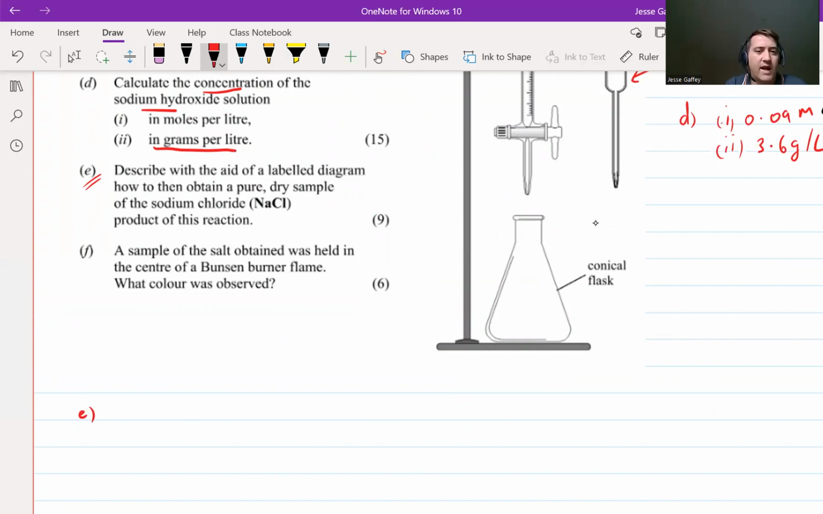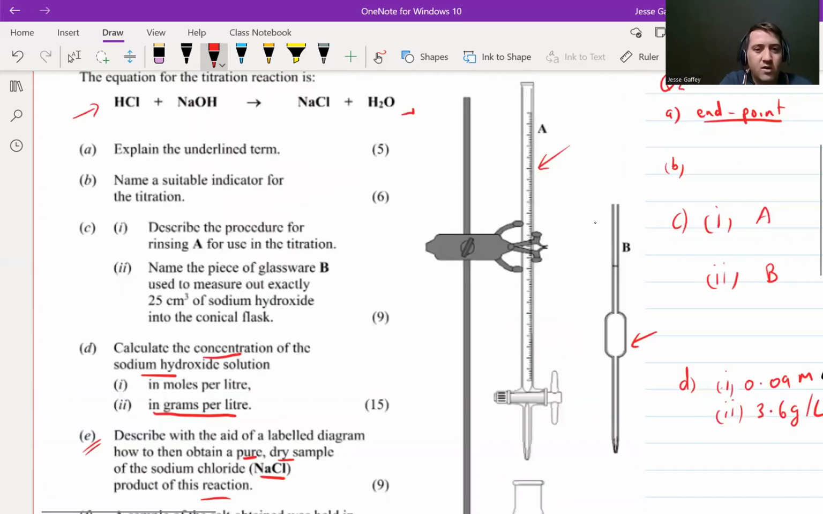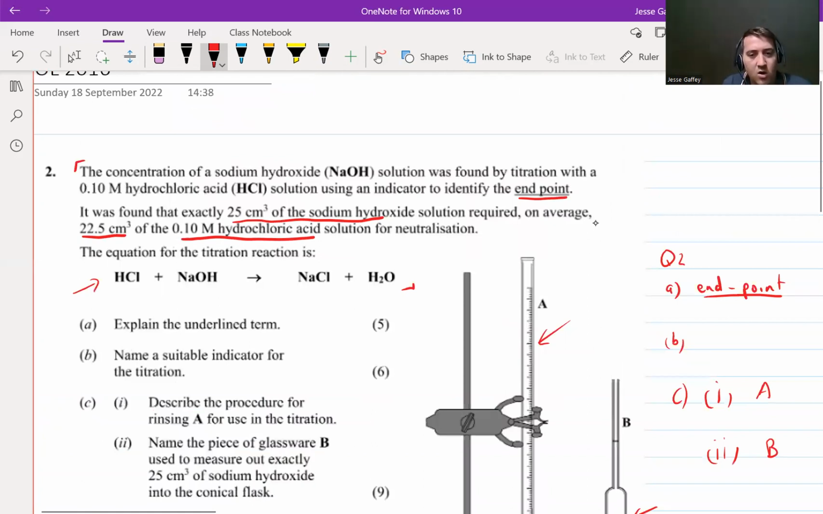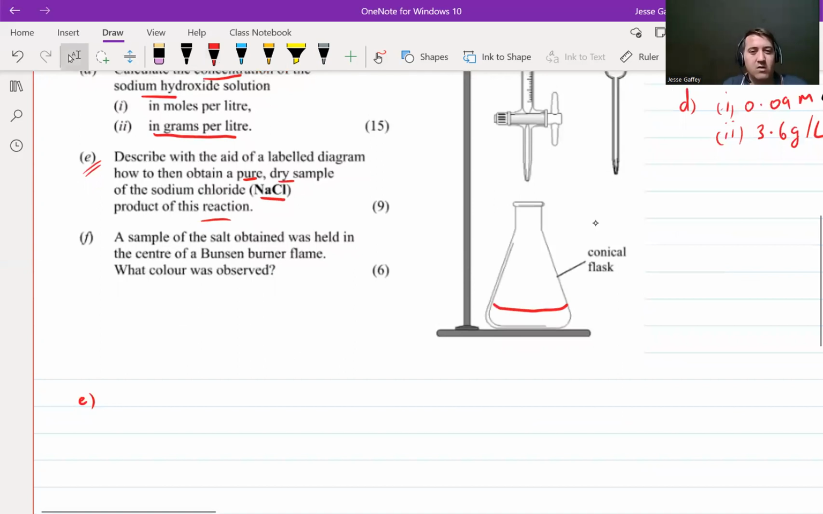It says, describe with the aid of a labelled diagram how to obtain a pure, dry sample of the sodium chloride salt. So we know that when the reaction is over in the conical flask, we've mixed together the acid and the base, and we've turned them into, look what we've turned them into, salt plus water. So how would we then get a pure dry sample of the salt? Pause your video and talk about how we would get a pure dry sample of the salt. And you have to use a diagram. It says describe with the aid of a diagram. So you have to use a diagram.